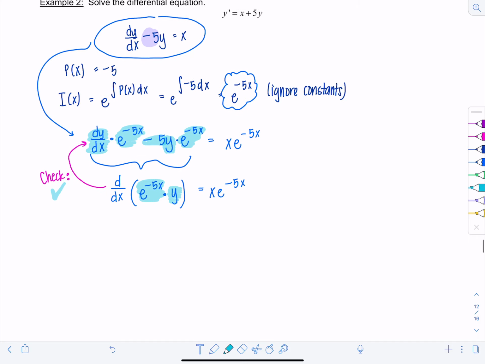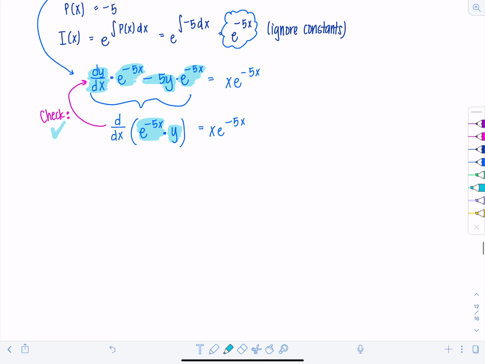Well, now we're going to integrate both sides. So if I integrate the left-hand side, see how it's already the derivative with respect to x? That's just all going to undo each other. So all I'm going to have here is e to the negative 5x times y. And then now I will integrate the right-hand side with respect to x.